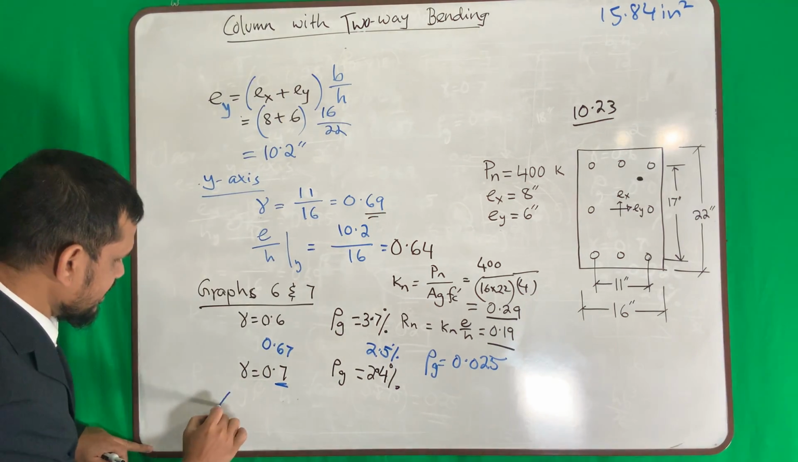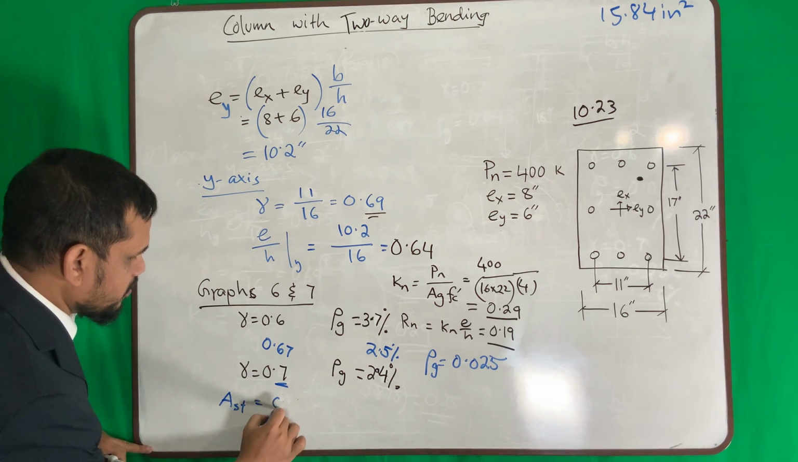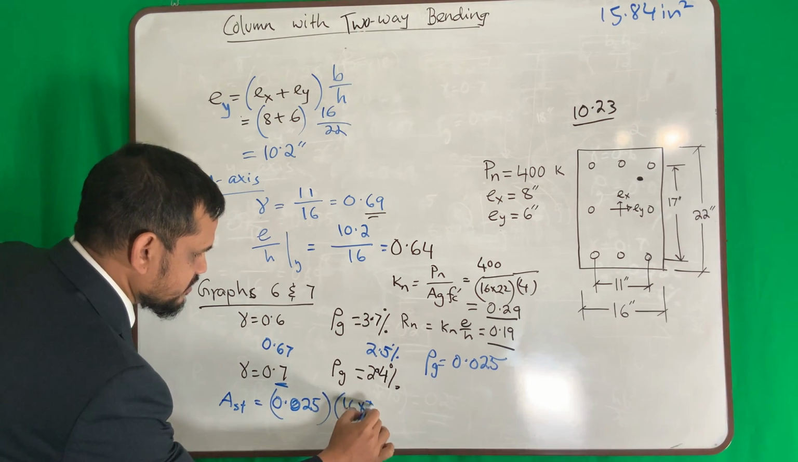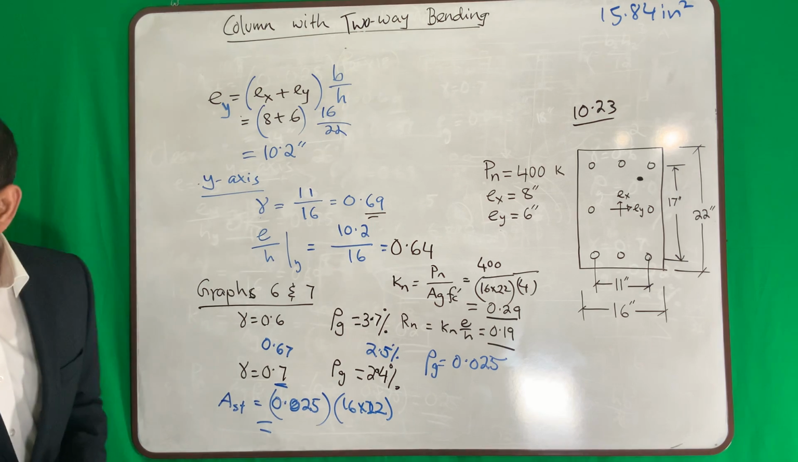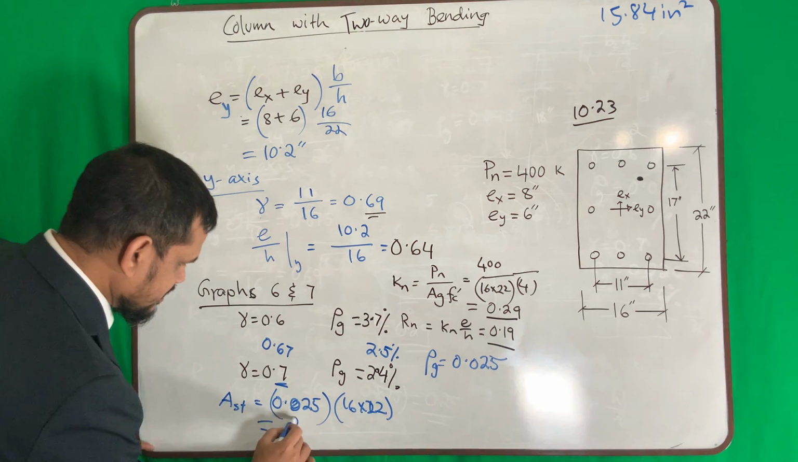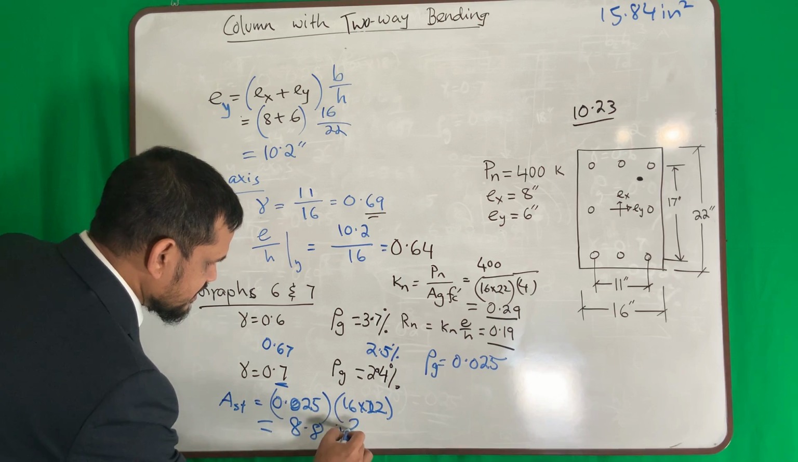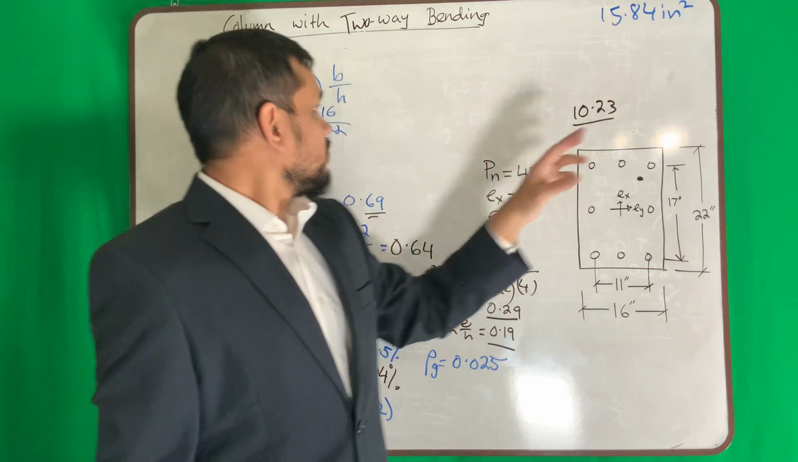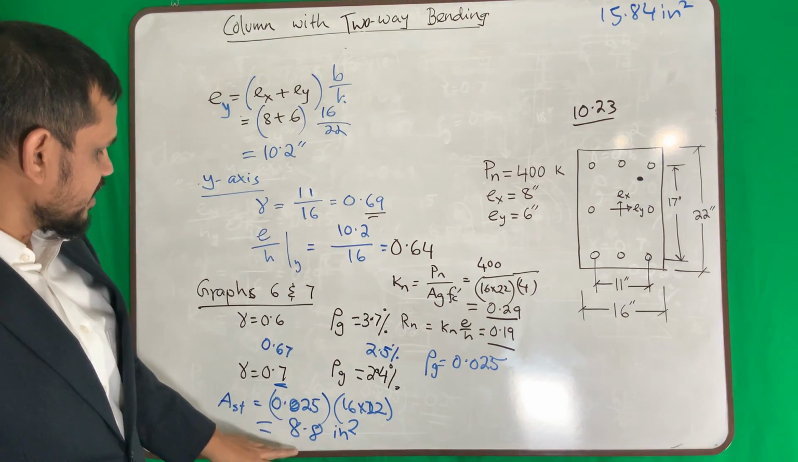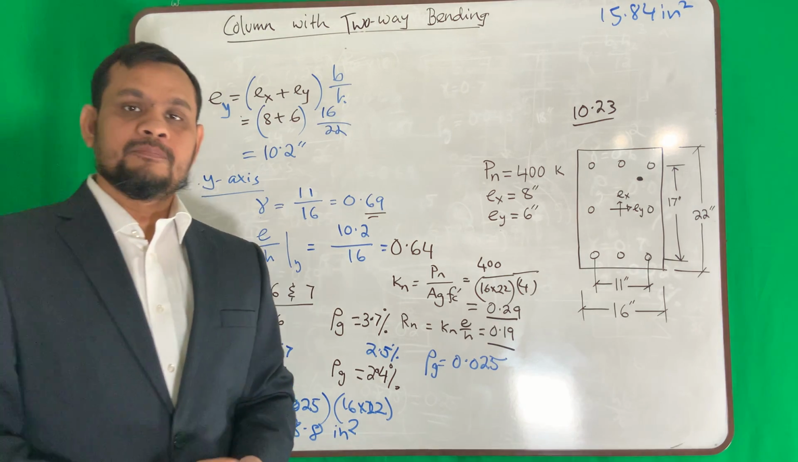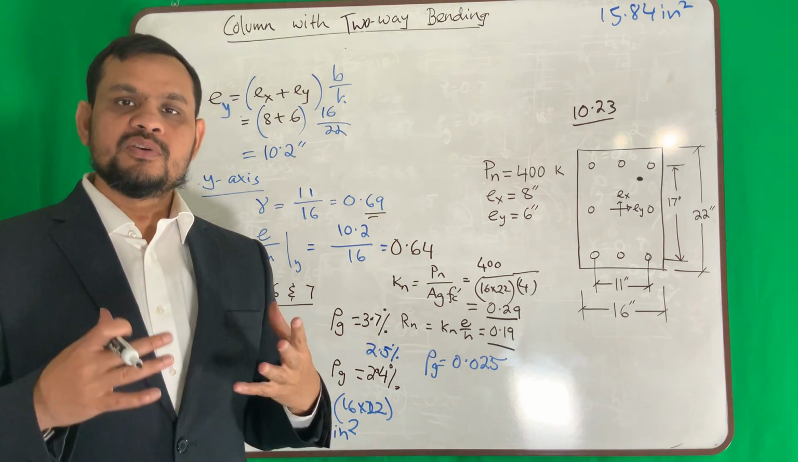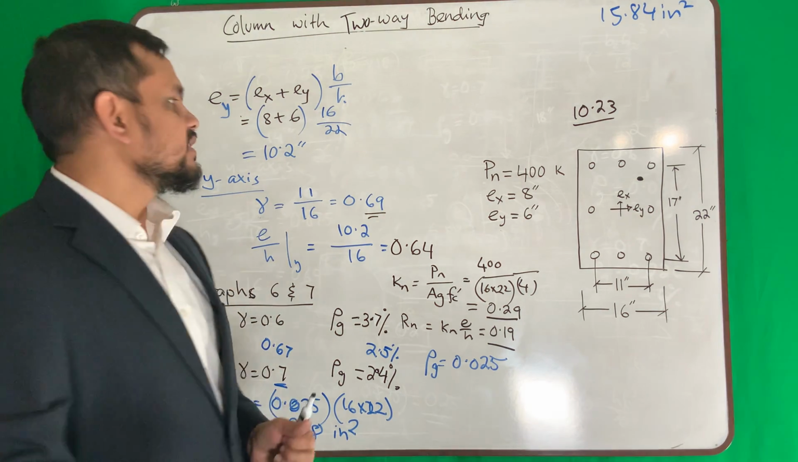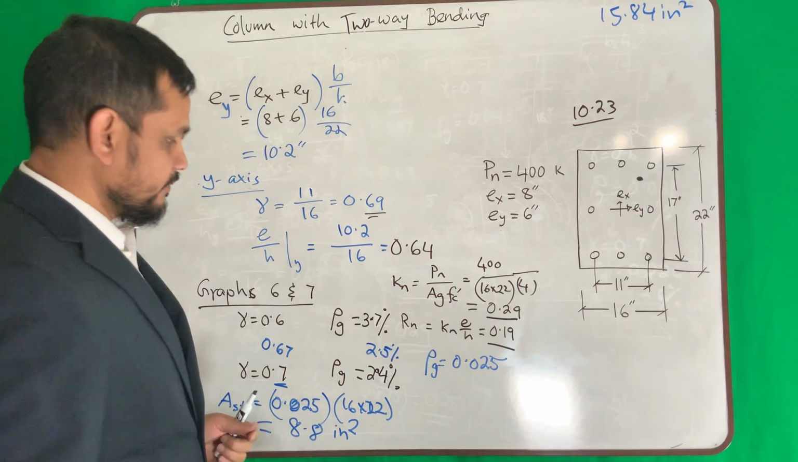Okay, then what is my Ast? Ast is 0.025 times 16 times 22. That means my reinforcement will be 8.8 inch square. So last time we got 15 in my previous video without doing this. After doing this, I'm getting 8.8. Now we have to check whether this 8.8 is a good number or an accurate number or not.